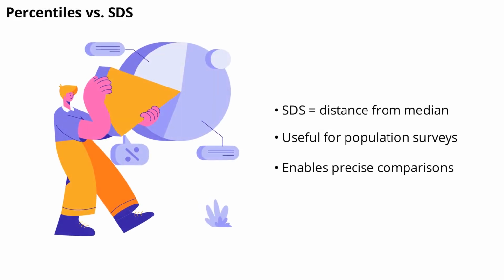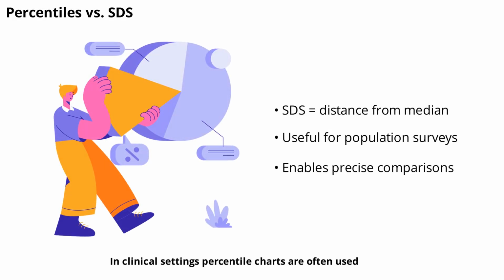In clinical settings, percentile charts are often used, but for population surveys, standard deviation scores, SDS, are more common. SDS indicates how far a measurement is from the median in standard deviation units. For example, an SDS of +1 means one standard deviation above the median. This approach allows for more precise comparisons across populations and over time.